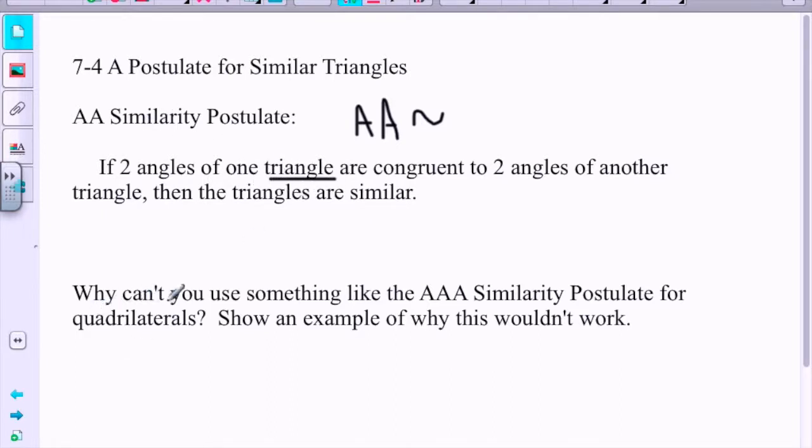Now, I wrote, why can't you use something like the AAA similarity postulate for quadrilaterals? We are going to discuss this question in class. So I do want you to think about that and think if that would work. I mean, if I know 3 angles of one quadrilateral are congruent to 3 angles of another quadrilateral, doesn't that prove they're similar? Is that enough? Because it's enough in a triangle. And why would it work for one? Does it work for all? Or if it works for one, why doesn't it work for the others?